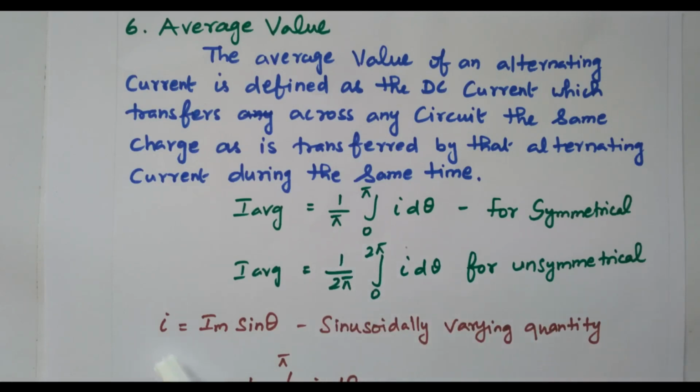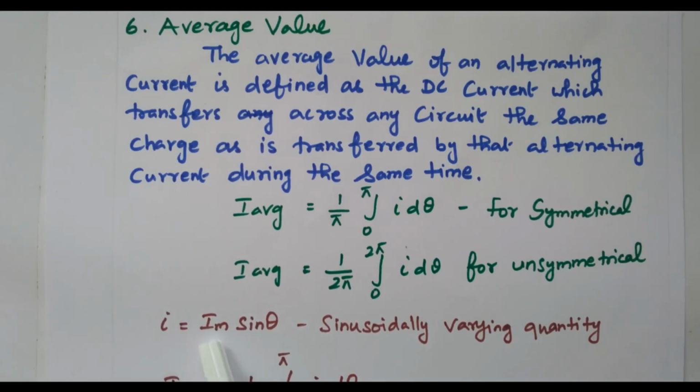So what is the current waveform? The expression is I equal to Im sin theta. So this current varies with theta. If theta is 0, current is also 0. Theta is 90 degrees, sin 90 means 1, so current will be maximum. 180 means again 0. 270 means minus. 360 means again 0. So based on the theta value, the I will change.